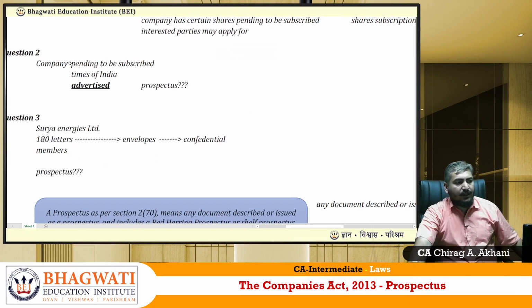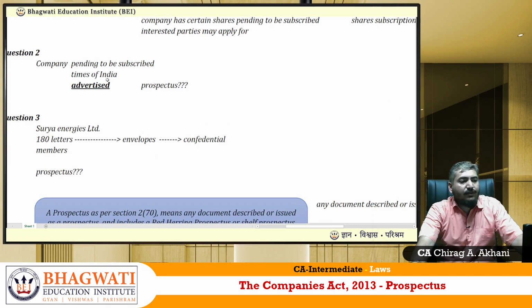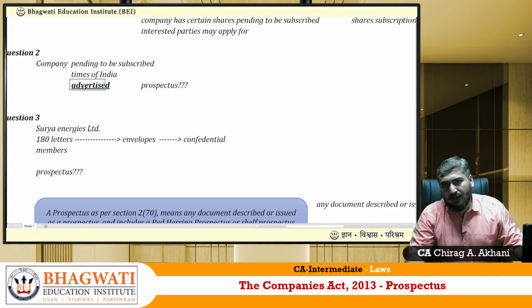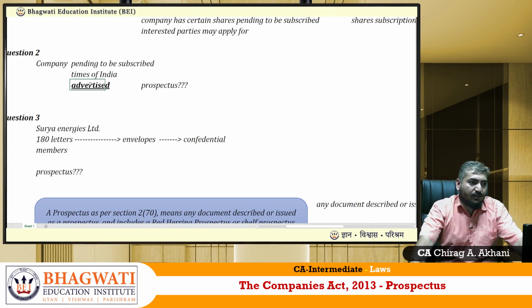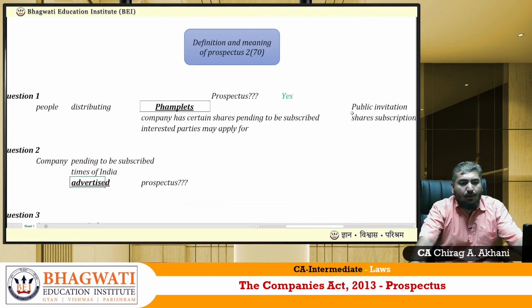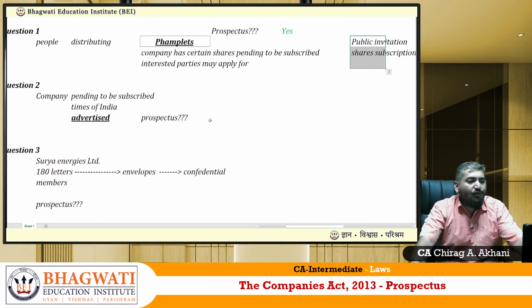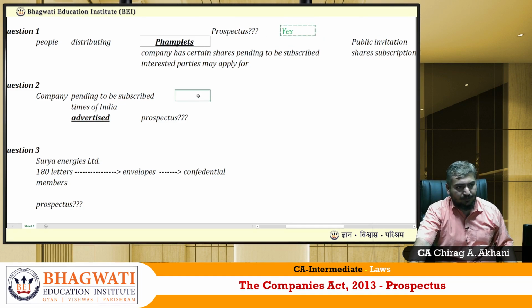Second, guys, again a similar kind of question. Here the company had advertised in the newspaper that some shares are pending. Again, guys, there was no limit that only a few qualified people can apply. It was open for anyone and everyone, and it is an advertisement for subscription to the shares of the company. And therefore, guys, just like the above example, both these features are available here, and therefore this is also what, my students? Prospectus.